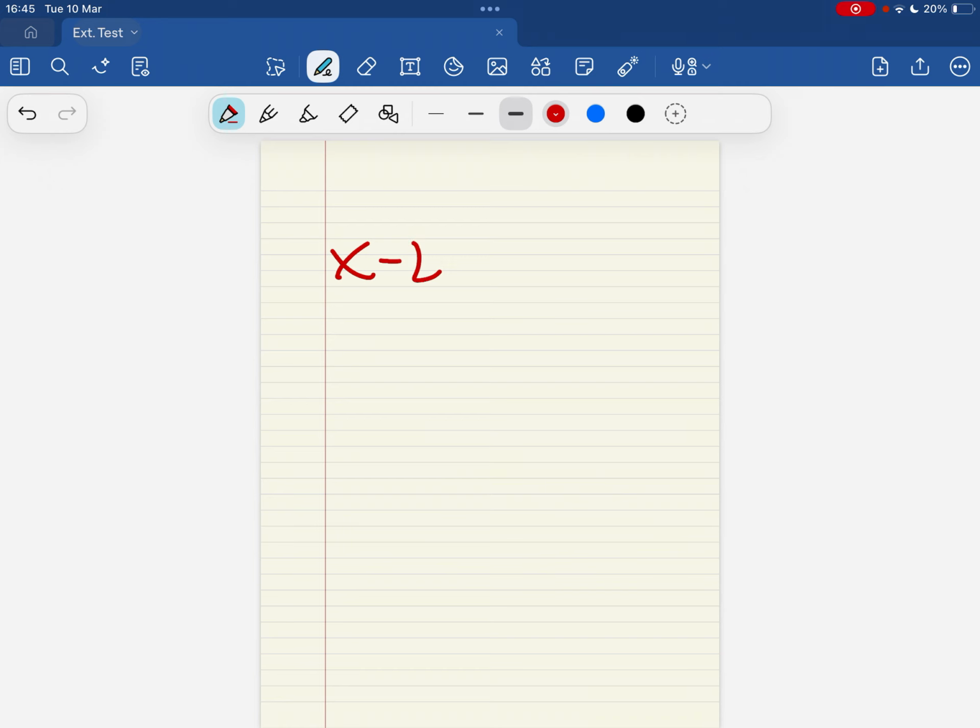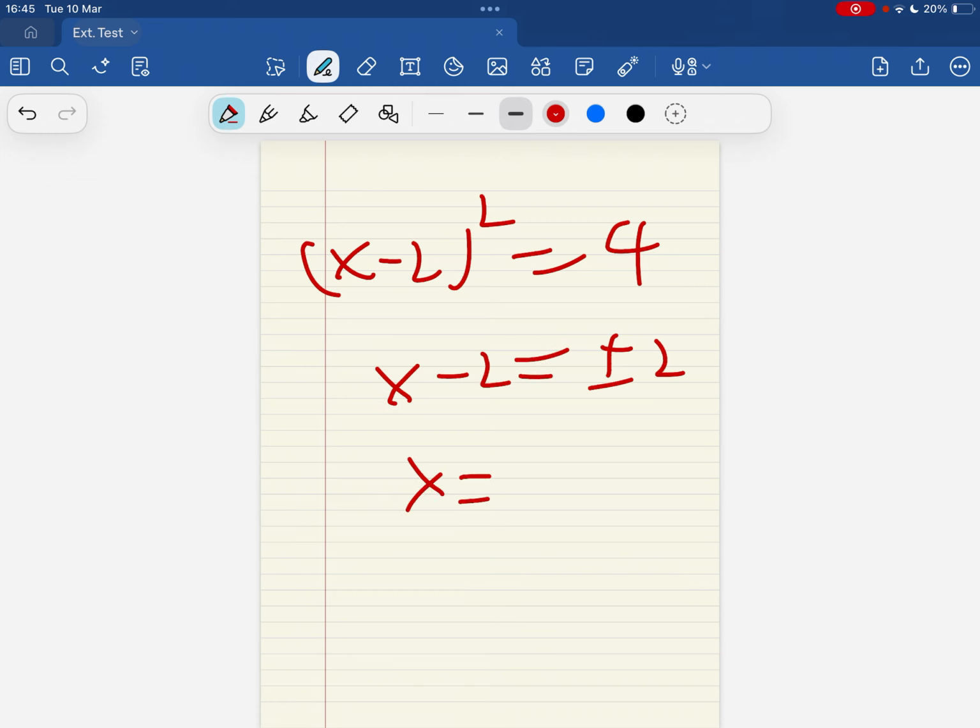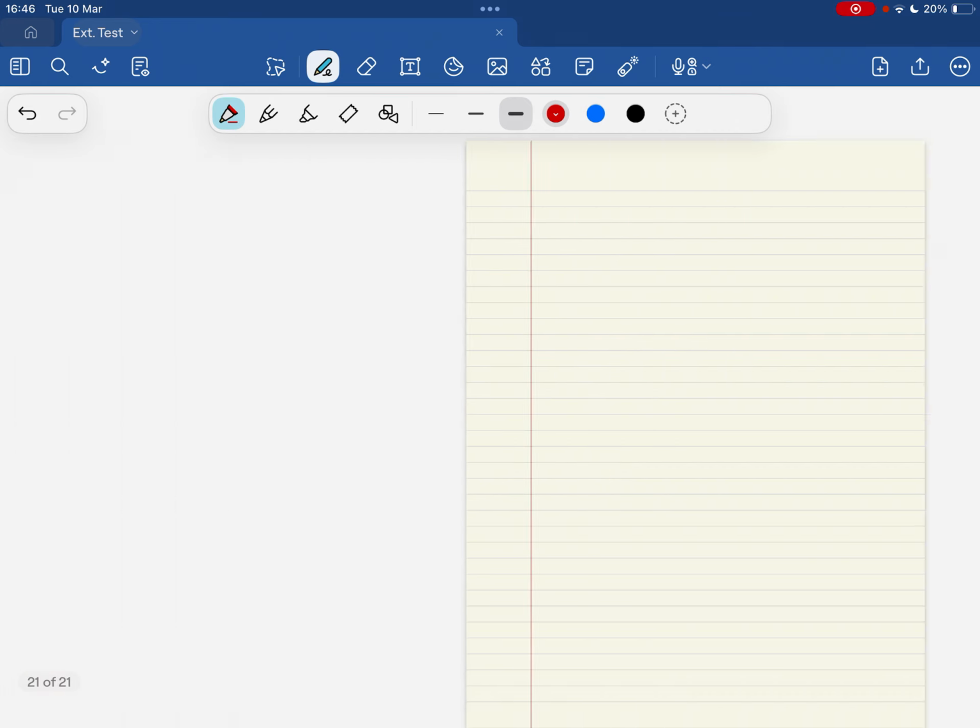Let's say we have (x minus 2) squared equals 4. You can square root both sides. That has to be plus or minus 2. You move this over, x equals 2 plus or minus 2. Just remember, when you're square rooting both sides, you have to add the plus or minus. I think that is surprisingly about it for quadratics.